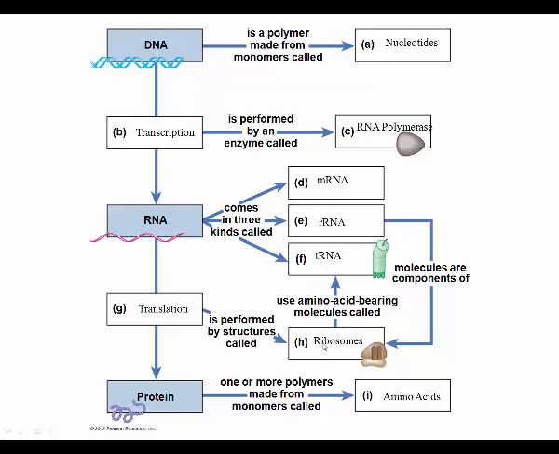The ribosome is performing the function of translation, which is the creation of a protein based on the codon sequence in RNA. The protein is a polymer made from monomers called amino acids.